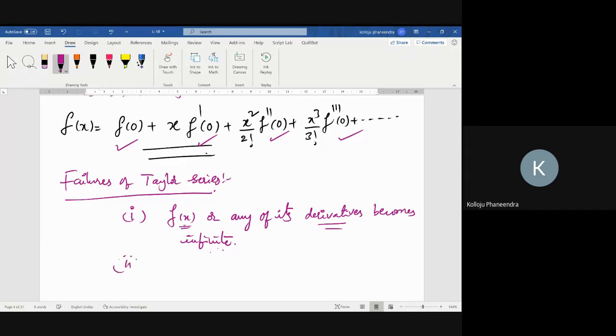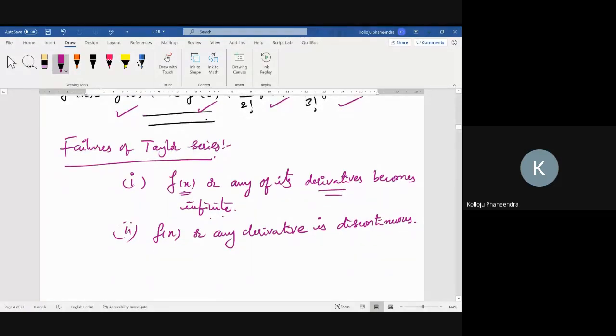Okay, second one: discontinuity. F of x, left limit or right limit, the function may not be continuous. F of x or any derivative is discontinuous. Okay, these two are the main cases of failures of Taylor's theorem. Same logic for Maclaurin series also. Maclaurin series means f of 0 or its derivatives at 0 may not exist.